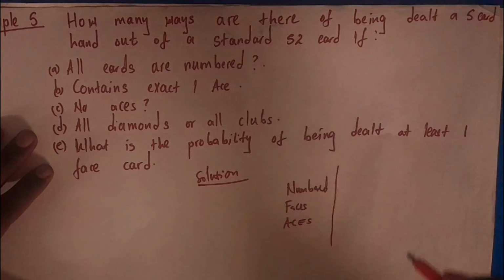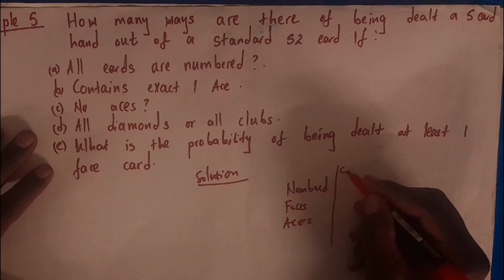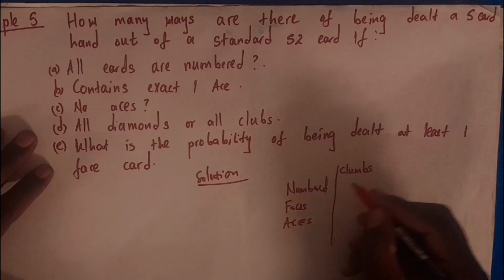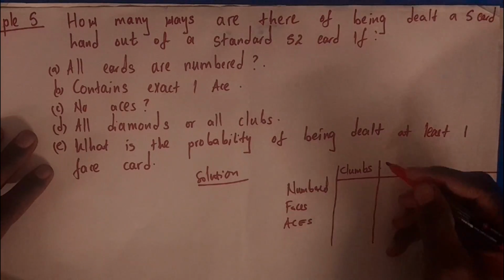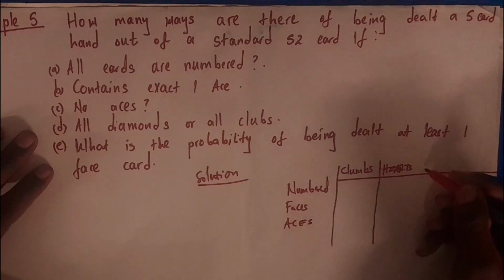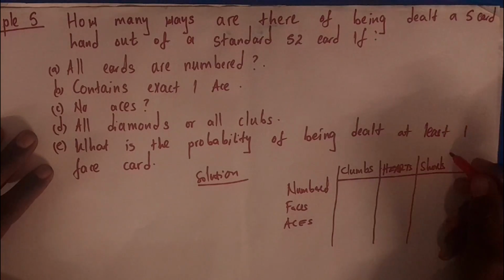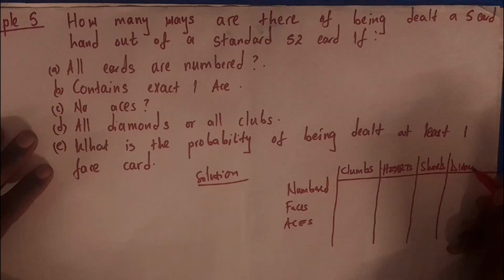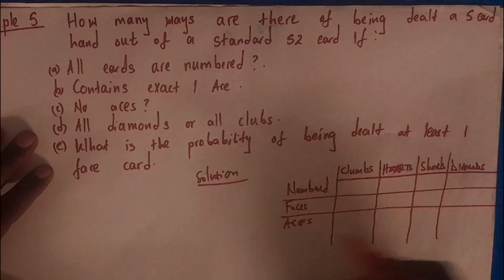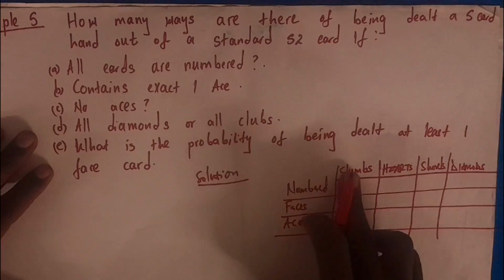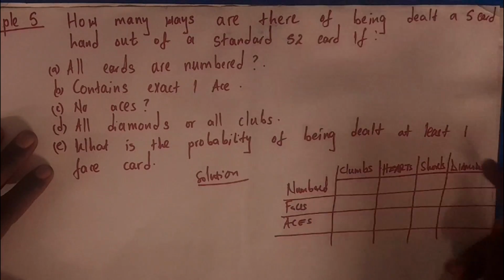Under these, we have what we call the clubs. These are the clubs. And then you also have the hearts, and then the spades, and then the diamonds. So we are going to see that we have 4 groups: clubs, hearts, spades and diamonds.